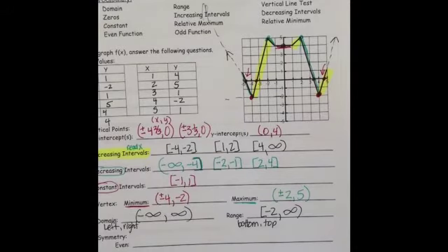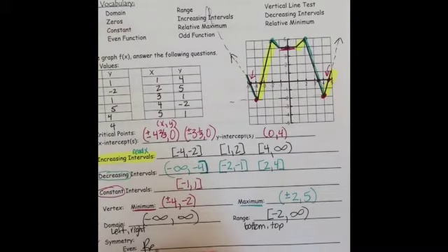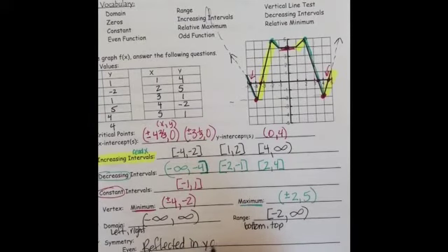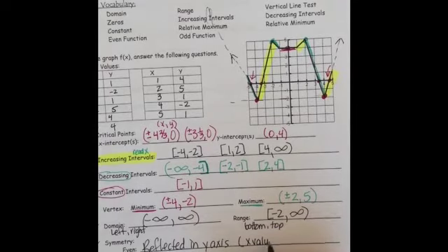Okay, even or odd symmetry, this is review. Even symmetry means it's reflected in the y-axis. Odd means it's reflected in the origin. And how you can tell is in the y-axis, x values change sign.